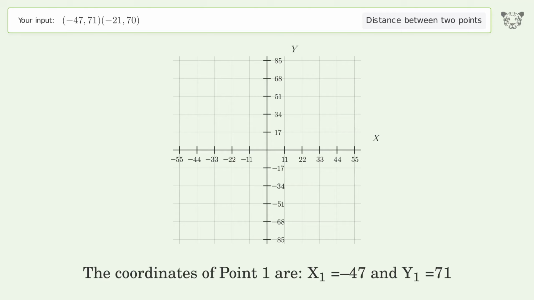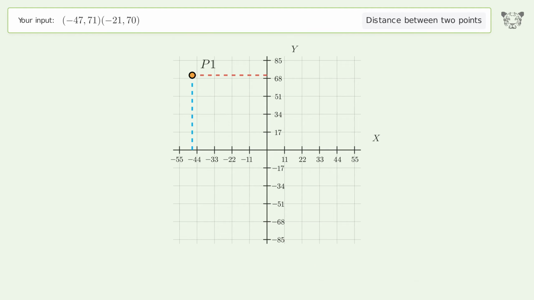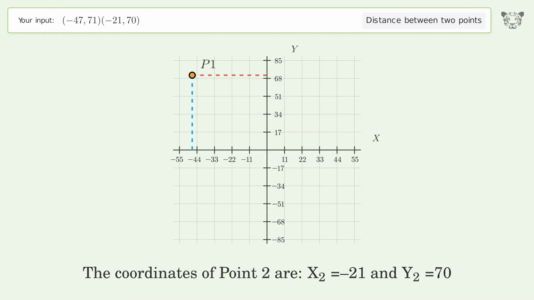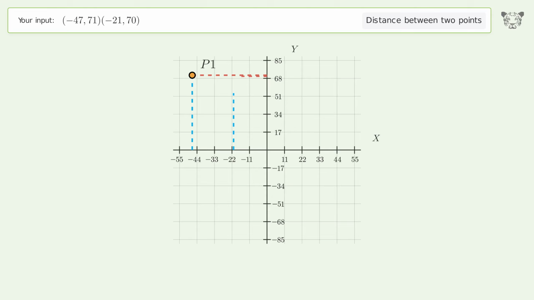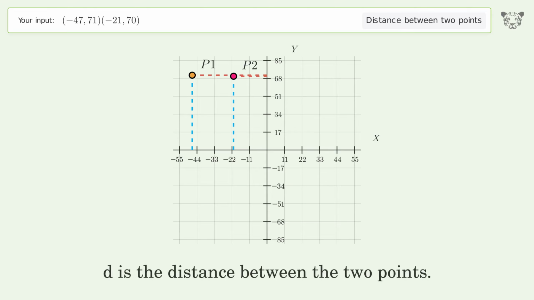The coordinates of point 1 are, x1 equals -47 and y1 equals 71. The coordinates of point 2 are, x2 equals -21 and y2 equals 70. D is the distance between the 2 points.